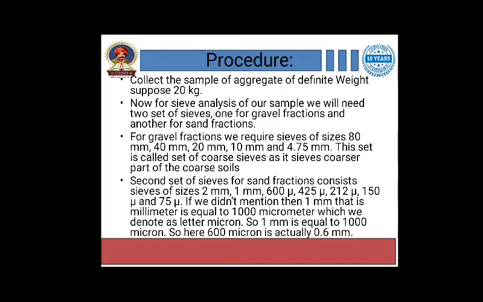micron to millimeter conversion, many of the students cannot answer this question. How much micron is 1 millimeter, or 1 millimeter is equal to how much micron? So 1 millimeter is 1000 micron, which we denote by the letter µ. So 1 mm equals 1000 micron. So here 600 micron is actually 0.6 mm.